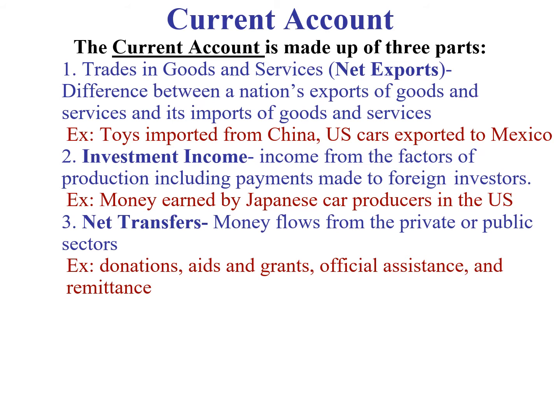Last one, net transfers. In essence, this is donations, aids, grants, whether private or public. In other words, if the federal government gives out aid to citizens in other countries, or citizens of America send money privately to citizens in the world. These are the three parts of the current account.